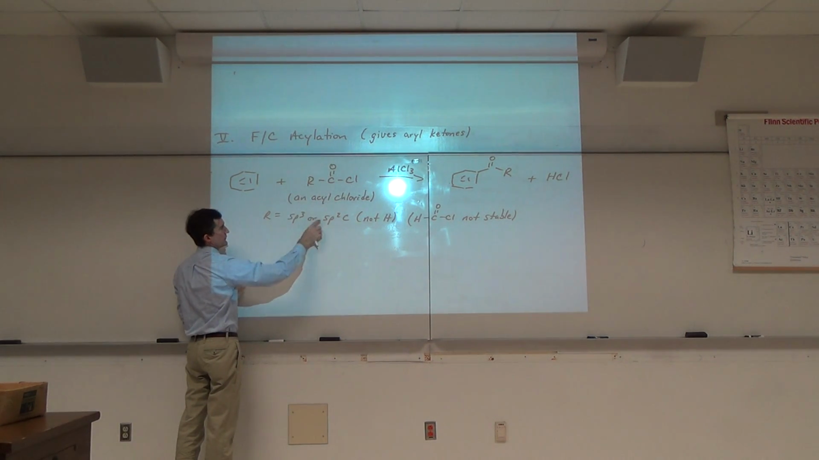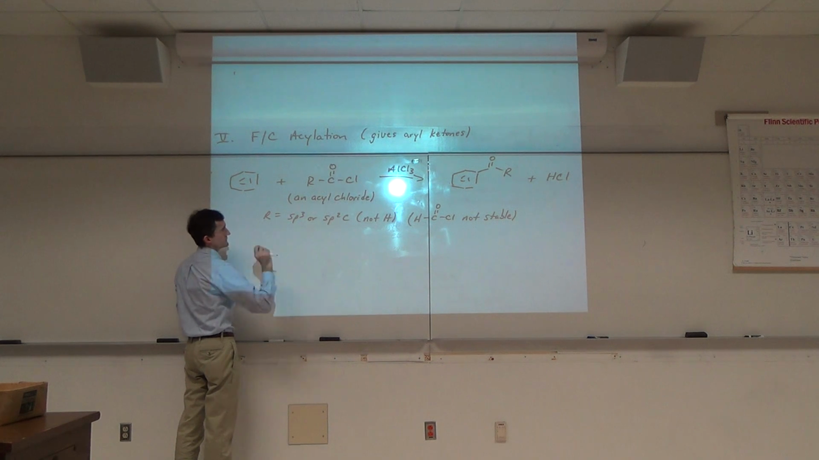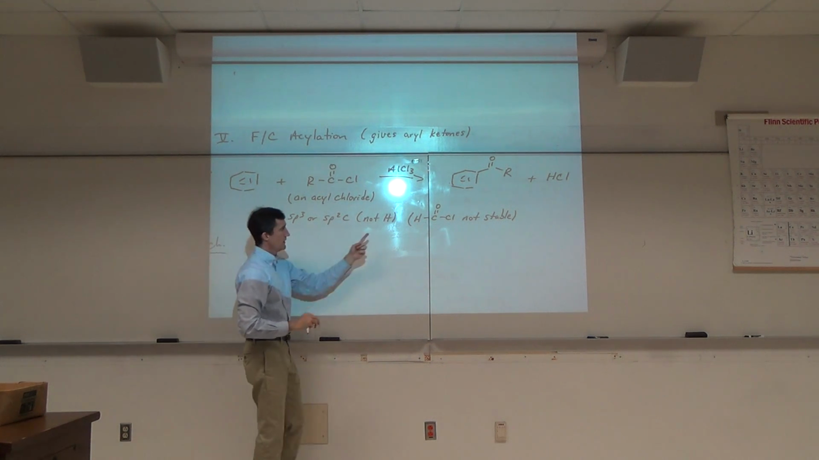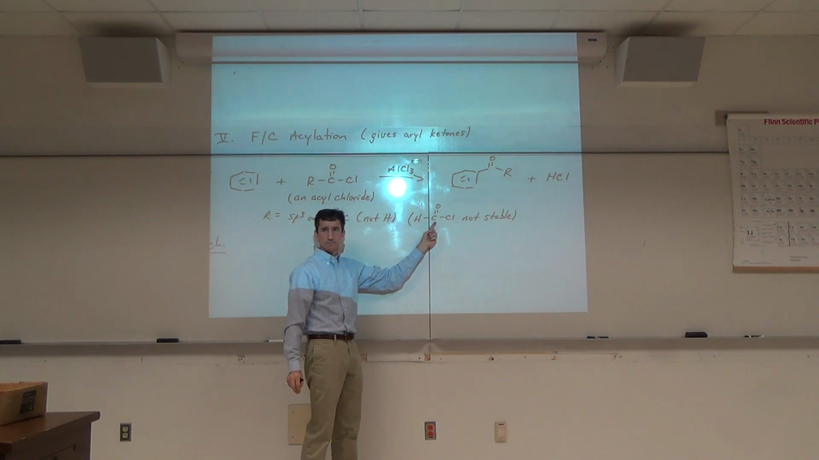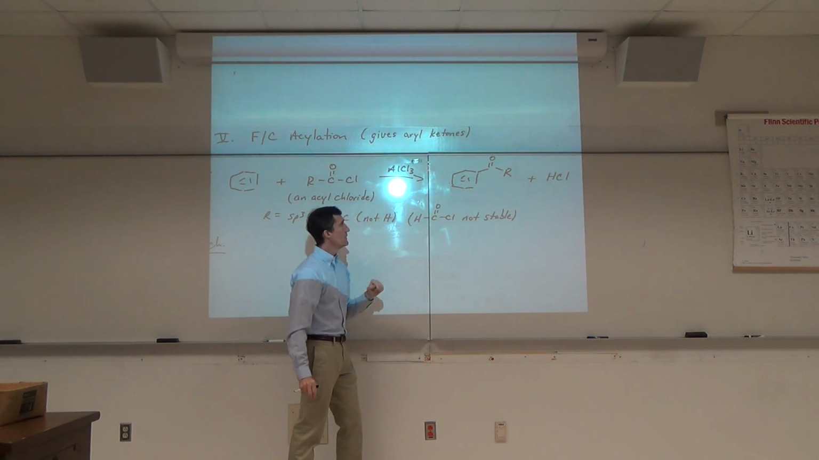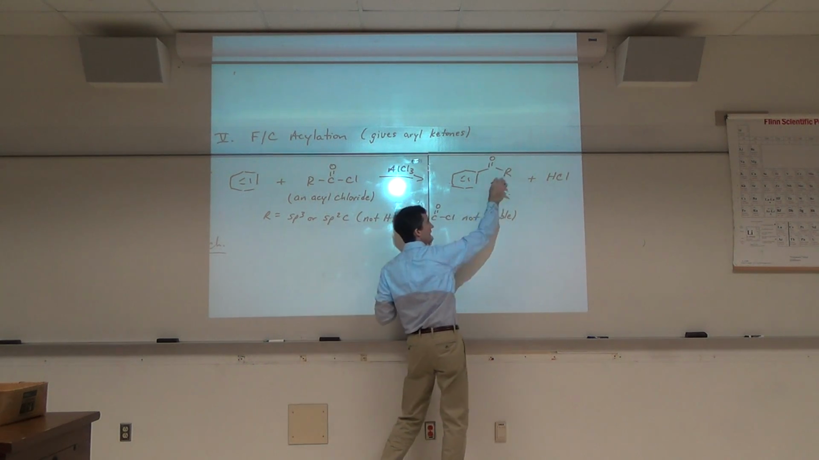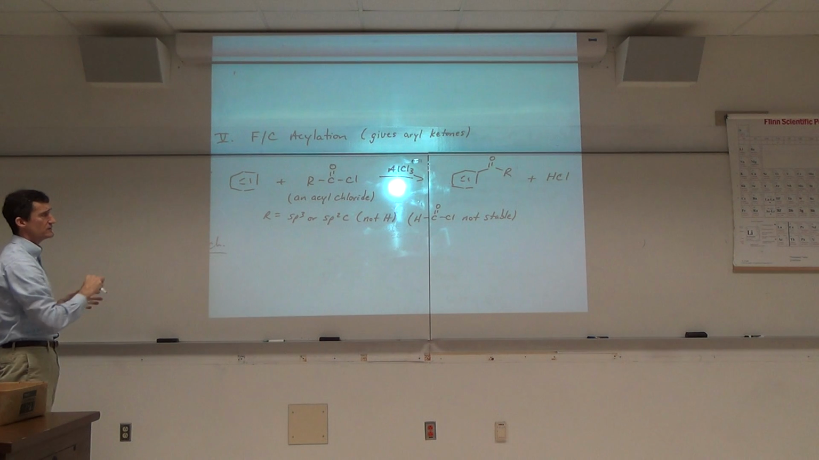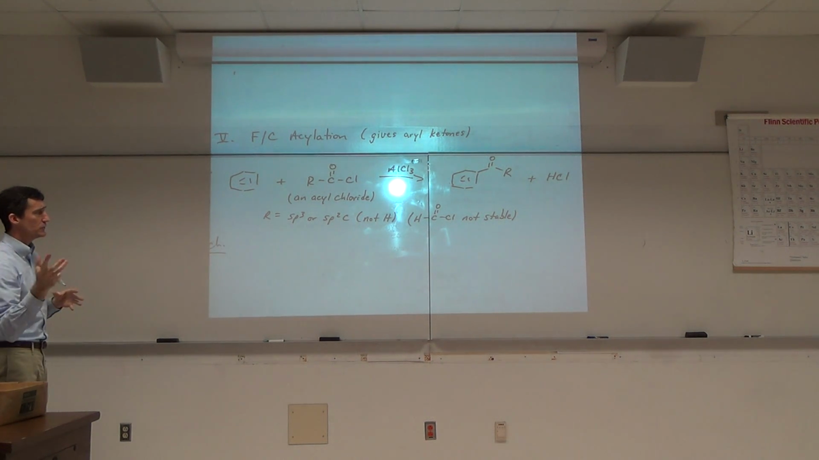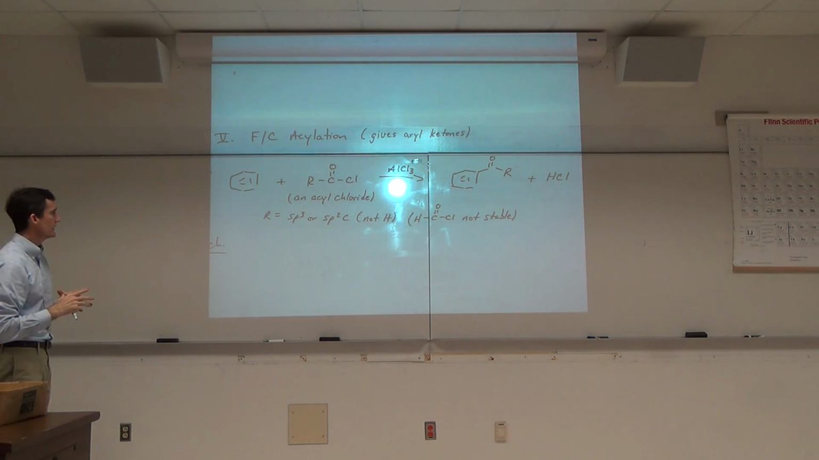R can be sp3 or sp2 carbon. It cannot be H. If it was H, it would be this. This is not a stable molecule. Because if it's H, that would be an aldehyde. A lot of times you guys like to try to make aldehydes this way. But that reagent is not stable. I'll show you a version of that a little bit later.